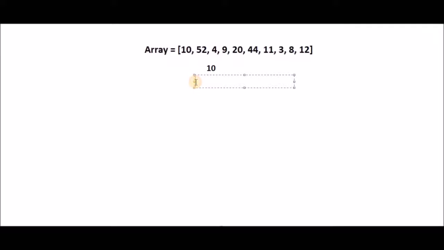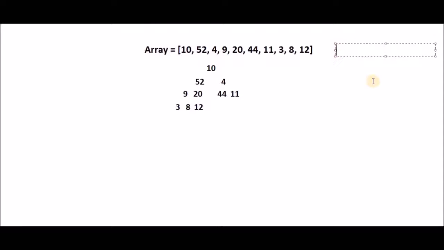So we have 10 here, we have 52 and 4 here, then 52's children would be 9 and 20, and 4's children would be 44 and 11, 9's children would be 3 and 8, and 20's child would be 12. So as you can see, we have indices 0, 1, 2, 3, 4, 5, 6, 7, 8 and 9.